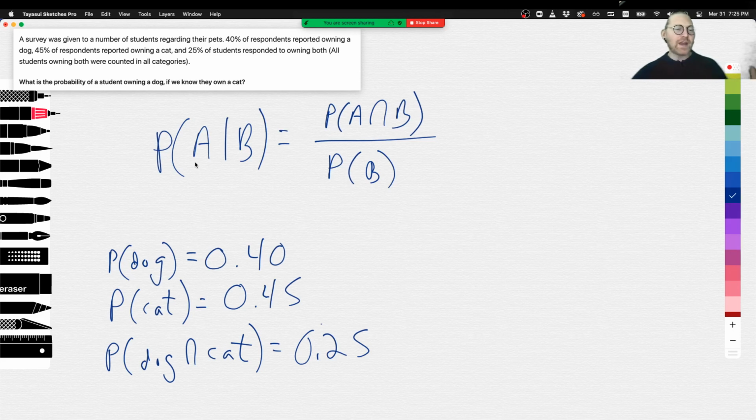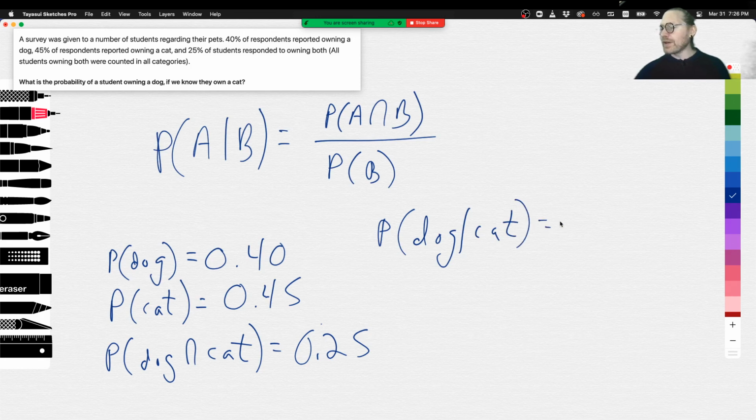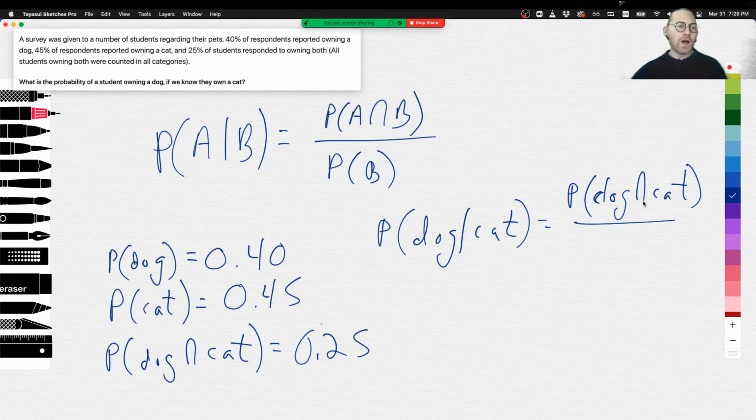I personally don't like doing that. I have a hard time reading it. What I do instead is I say the probability of owning a dog if we know they own a cat. This is just dog given cat, right? The probability of dog given cat. And then we can follow this template. We can say, well, that's the probability of the intersection of dog with cat over the probability of cat, right?